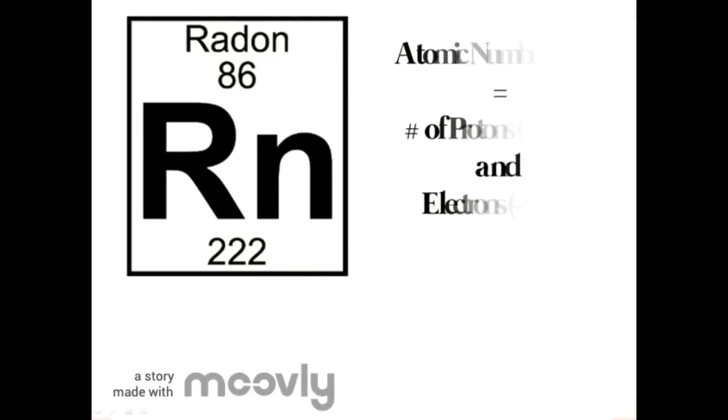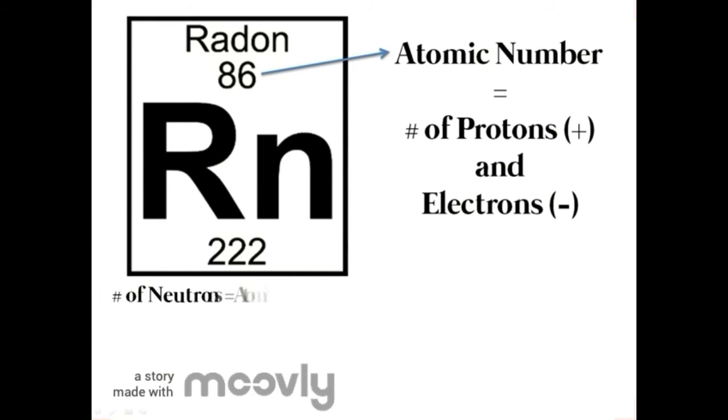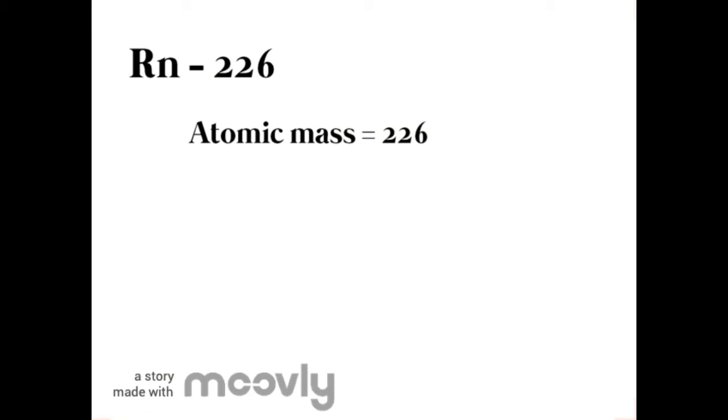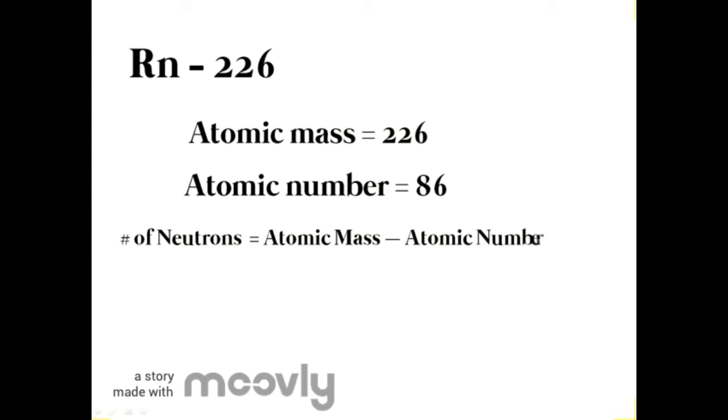The element radon has an atomic number of 86 and atomic weight of 222. So if to compute for its neutrons, the answer is 136. But if we have here the isotope 226, this means that the mass of the element radon is 226. However, its atomic number will still be 86. So if we subtract both numbers, the neutrons will now be 140.